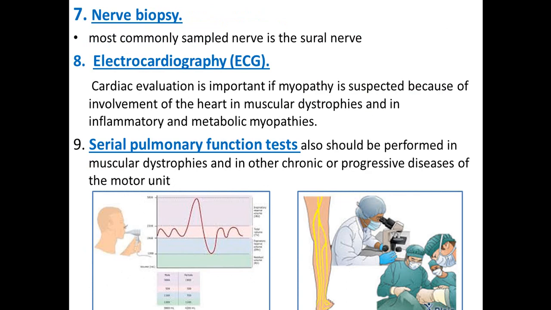Also, we depend on the sural nerve biopsy sometimes, and also ECG, because cardiac evaluation is important, as in some muscular dystrophy the heart is involved, and in some inflammatory and metabolic myopathy the heart is also involved in the form of conduction defect or cardiomyopathy, dilated cardiomyopathy. Serial pulmonary function also should be performed in muscular dystrophy, as it is a progressive disease.